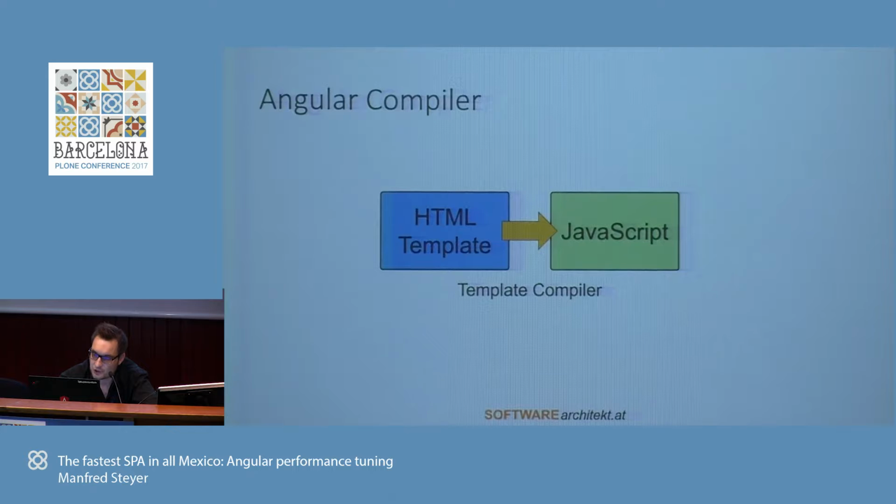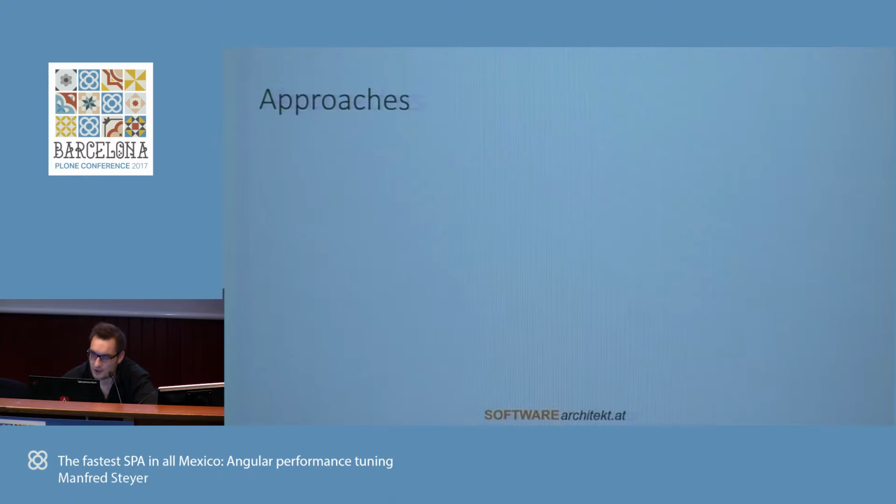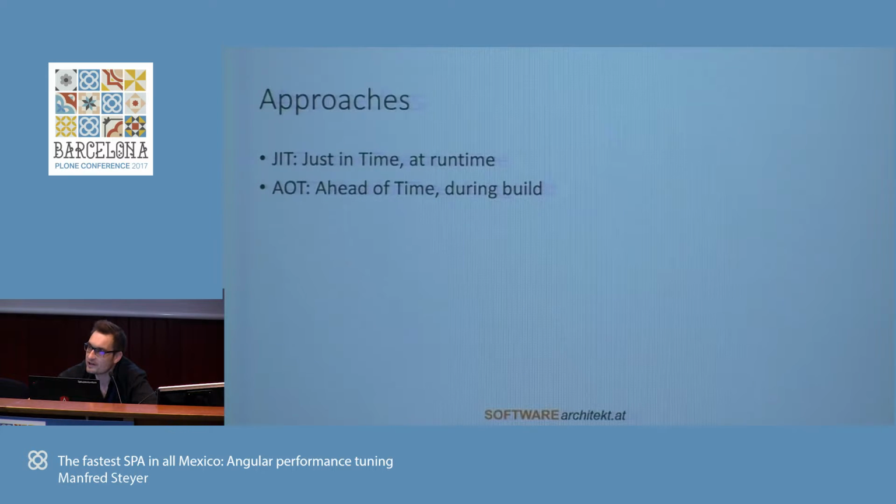And for this compilation step, there are two approaches. You can go with just-in-time, which means that the compilation takes place at runtime. That means when the application starts, Angular is just compiling the templates. Or you can leverage AOT, which means that the compilation takes place during the build. In this case, you have another compilation step, and so you don't have to do this when the application starts up.